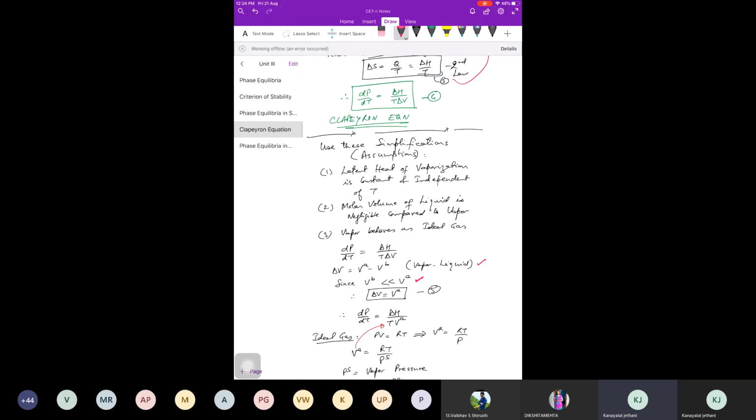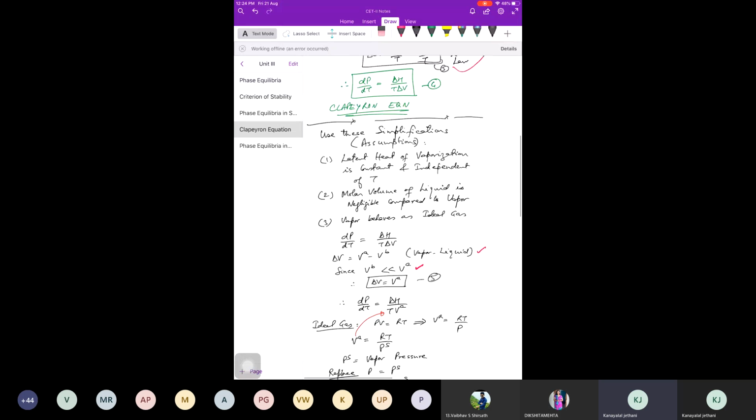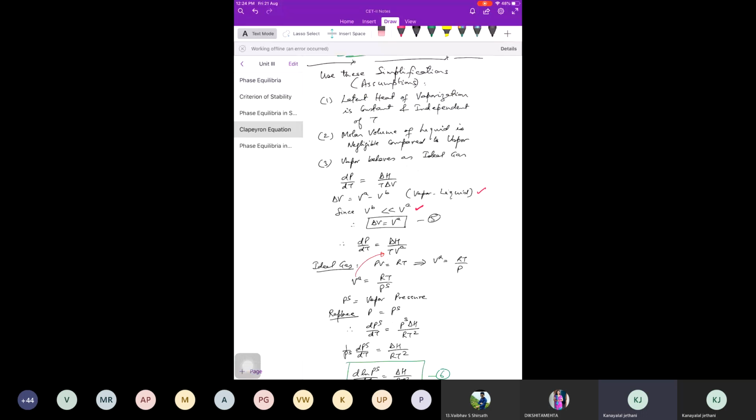And next, we assume that the vapor phase is an ideal gas. So we can use ideal gas equation for the vapor phase. PV is equal to RT or VA is equal to RT by P. Right? And for vapor phase, if it is vaporization of the liquid to vapor, we can put P is equal to PS, which is nothing but saturation pressure, vapor pressure of component. Right? So if you substitute in this equation, we'll get dPS by dT, because pressure is nothing but vapor pressure, it cannot be more than that. dPS by dT is equal to PS delta H by RT square.